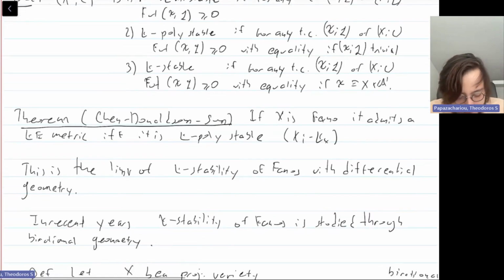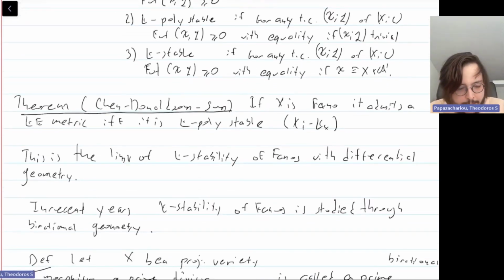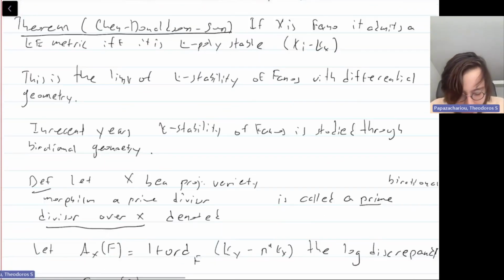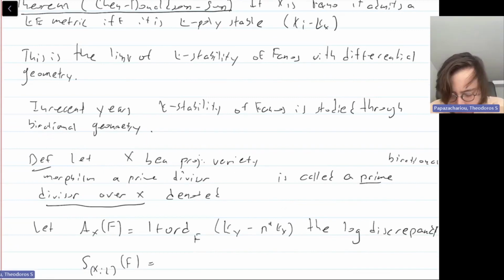But in recent years, this notion of K-stability has been expanded. So it has been expanded through birational geometric properties, and birational geometry in general has allowed the construction of moduli spaces. So this has been done in kind of steps.